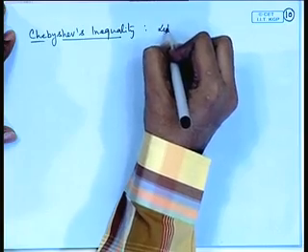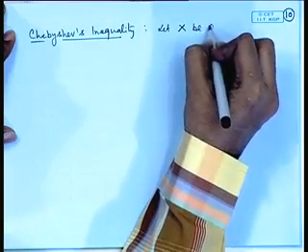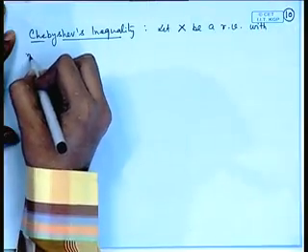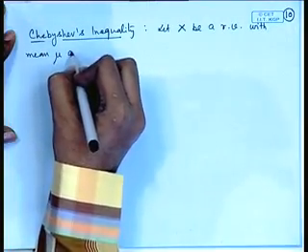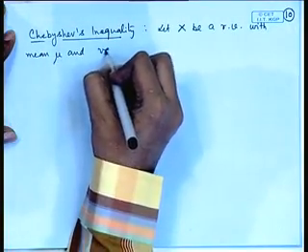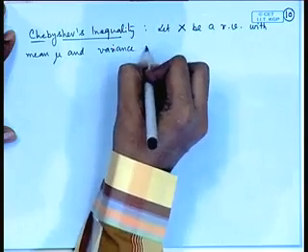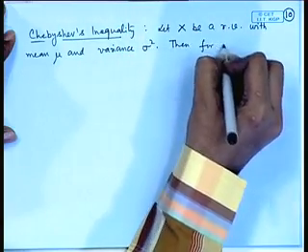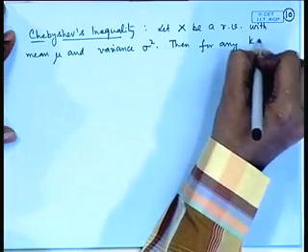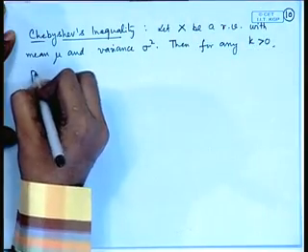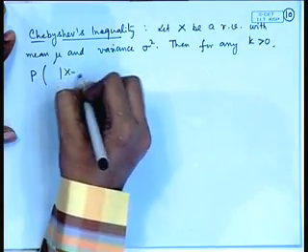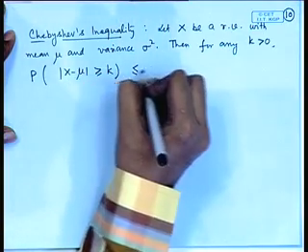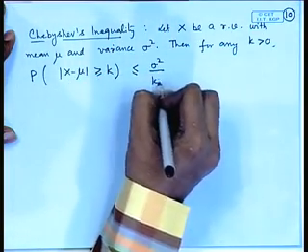Let X be a random variable with mean mu and variance sigma square. Then for any k positive, the probability of modulus X minus mu greater than or equal to k is less than or equal to sigma square by k square.